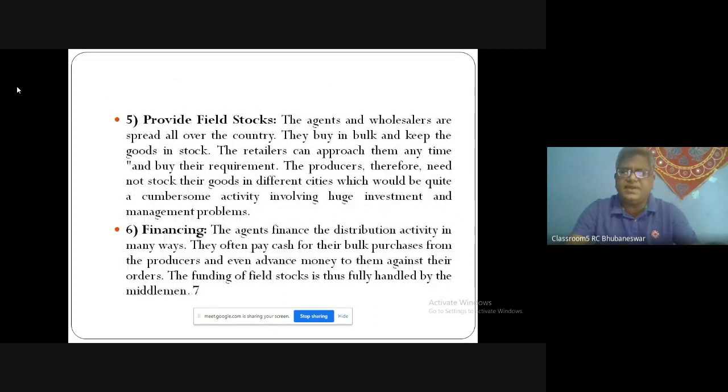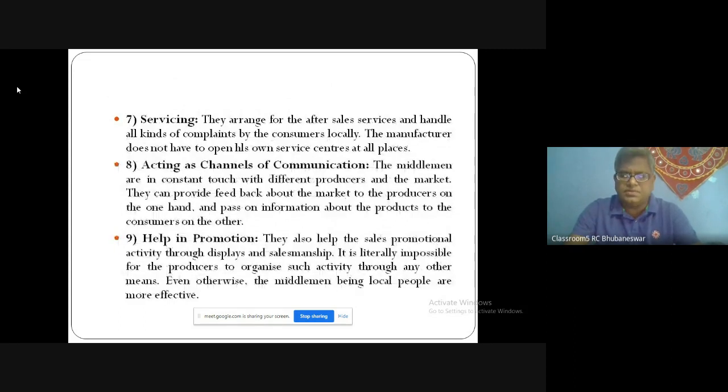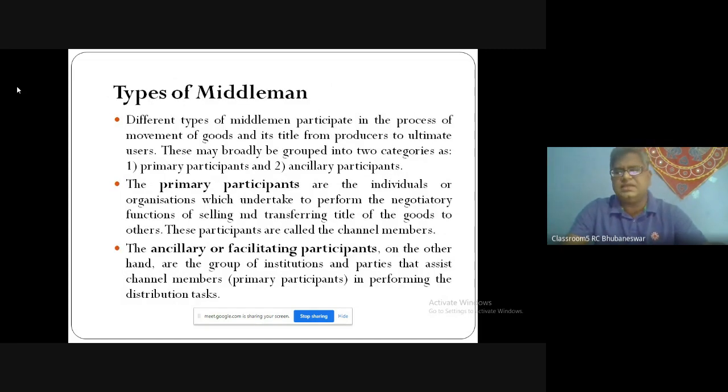And it can provide field stock also, means buy in bulk or keep the goods in stock. Buying in bulk means you can procure a huge amount, and then you can solve things in a different way. And financing facilities also arise. Servicing facilities also focus on handling the complaints of the customer. And the communication channel and promotional program activity can be displayed in a proper way, through which the particular middleman can act as an integrator, bridging the gap between the producer and the customer.